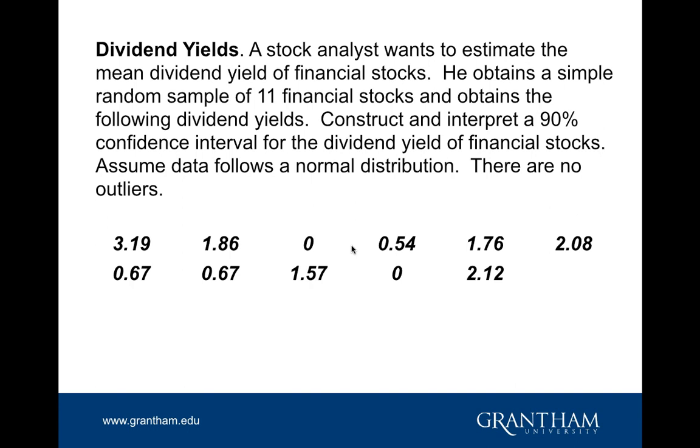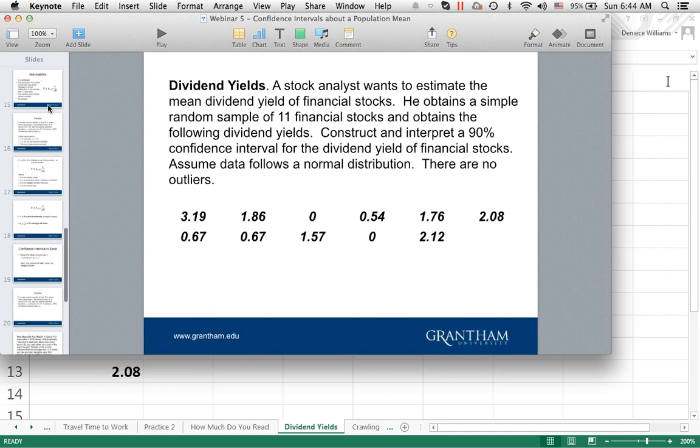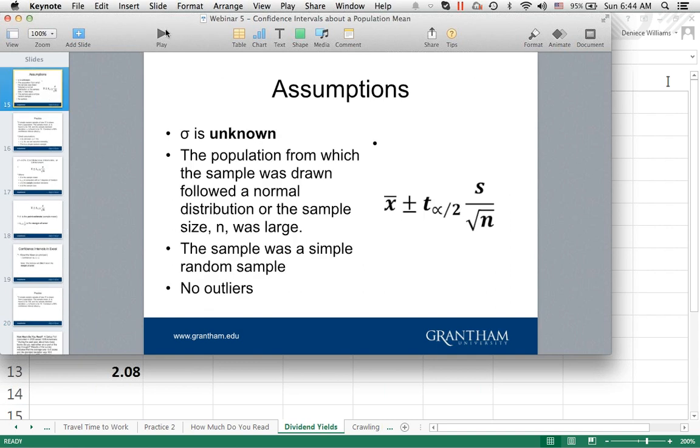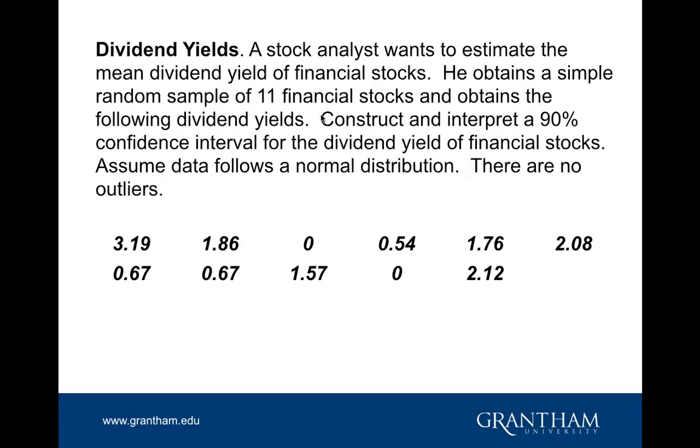The third condition is that, what's the third condition? Let's go back to that. The third condition is that the sample came from a simple random sample. So let's make sure that's true. Yes. From the second sentence, we see that it's a simple random sample. And then the last condition is that there are no outliers, and that's given in the last sentence. So now that we know that all of the assumptions hold, we can go ahead and calculate the confidence interval.